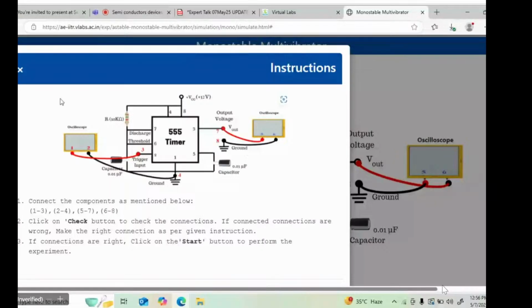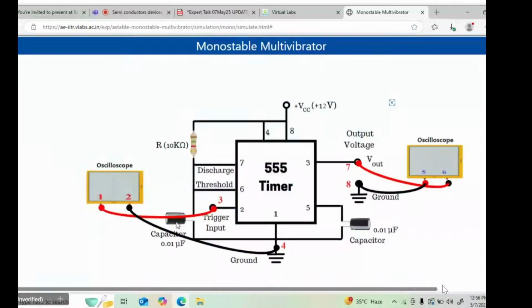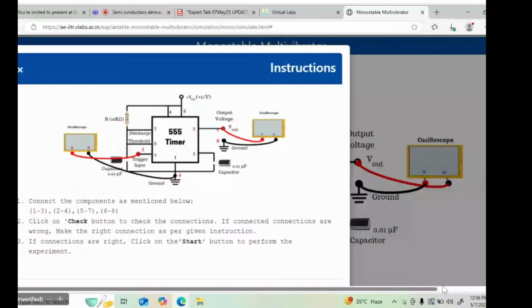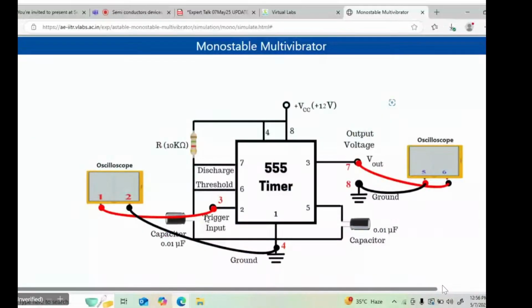You can remember this as 1 to 3, 1 to 3, 2 to 4, 7 to 5, and 8 to 6. In this way you have to make the connection. Now 1 to 3 we are okay with, 2 to 4 we are okay with, but 7 to 5 we are not okay. 7 to 5 you have to drag this.